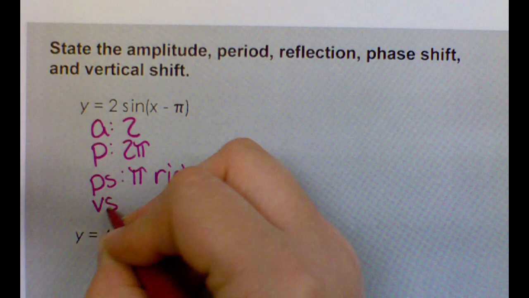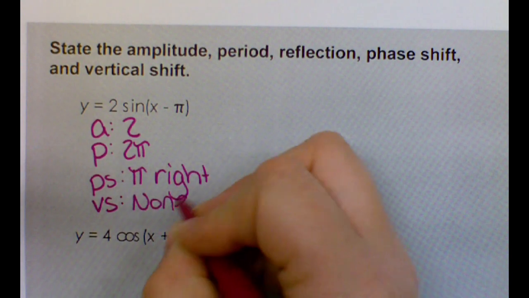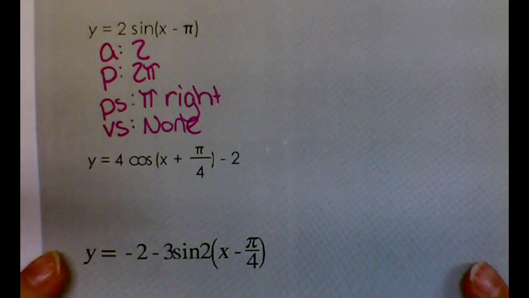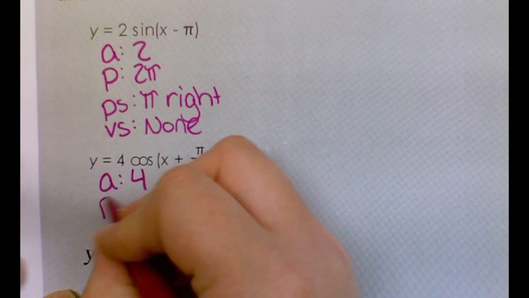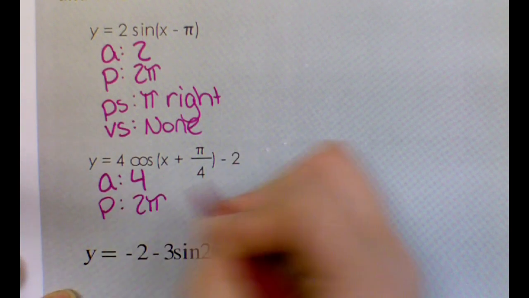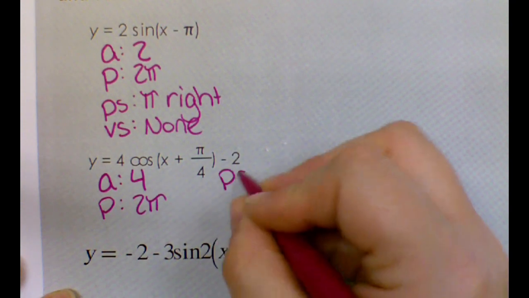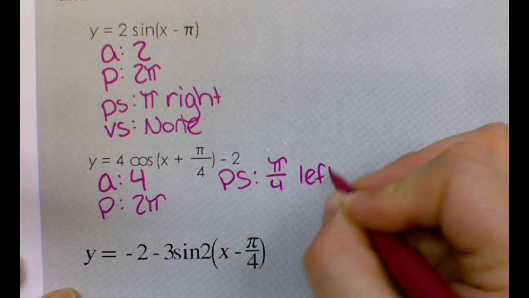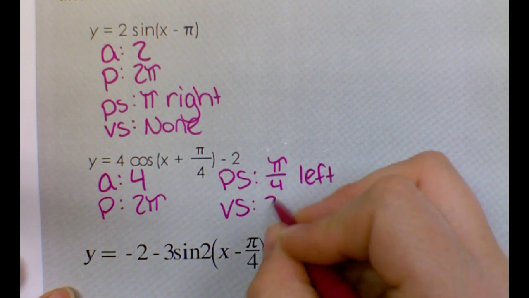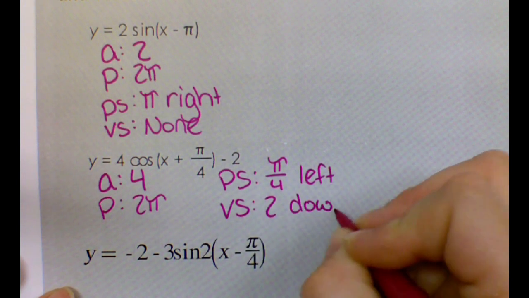And the vertical shift, there's no number added or subtracted, so there isn't one. Second one, the amplitude is that number out front, the 4. The period is 2 pi because there's no b value. The phase shift is pi over 4 to the left. And the vertical shift is this 2, it's a minus, so it's down.